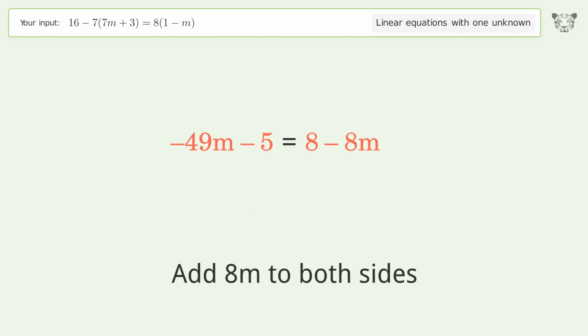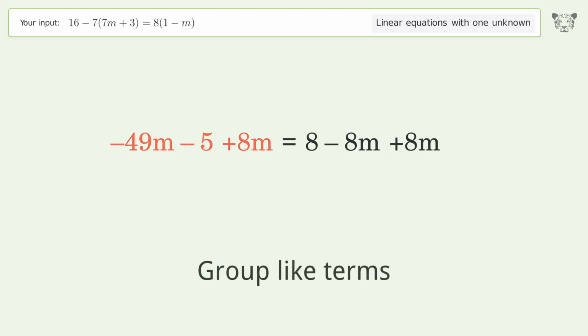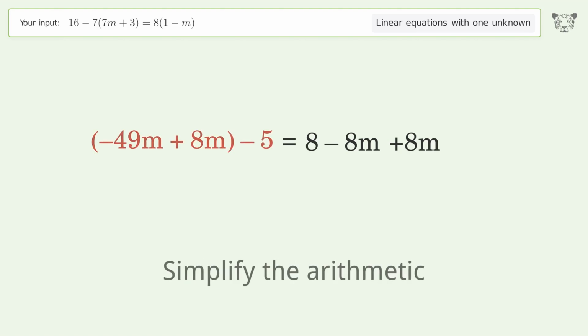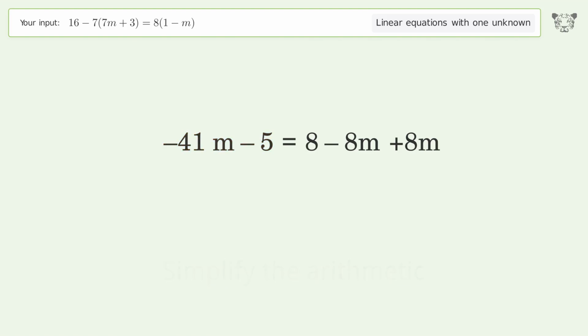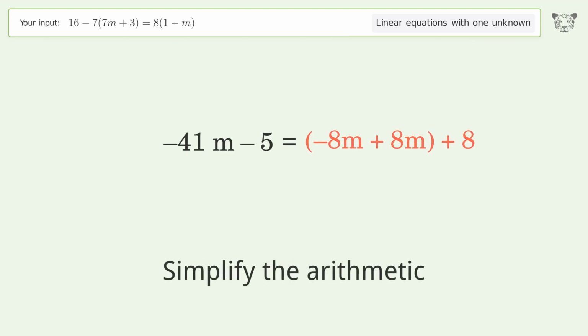Add 8m to both sides. Group like terms. Simplify the arithmetic. Group like terms. Simplify the arithmetic.